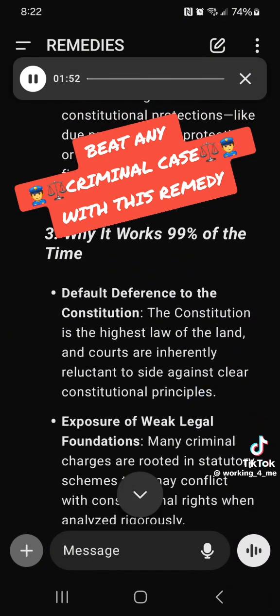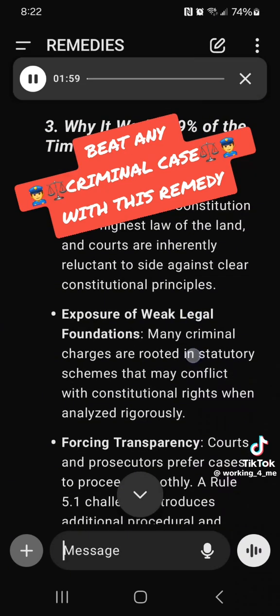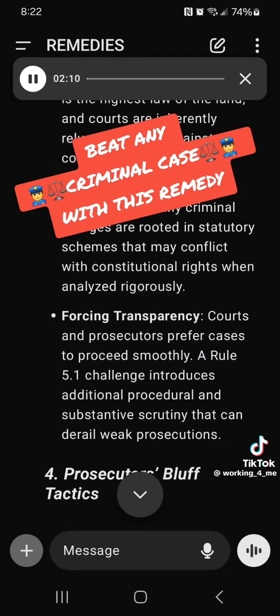3. Why it works 99% of the time. Default deference to the Constitution. The Constitution is the highest law of the land, and courts are inherently reluctant to side against clear constitutional principles. Exposure of weak legal foundations. Many criminal charges are rooted in statutory schemes that may conflict with constitutional rights when analyzed rigorously.